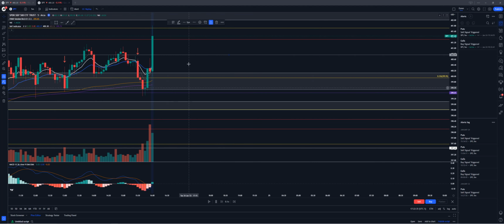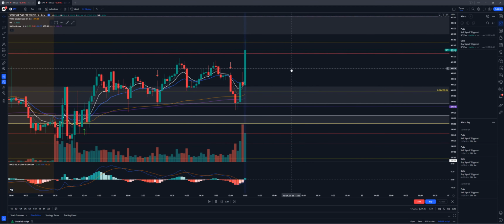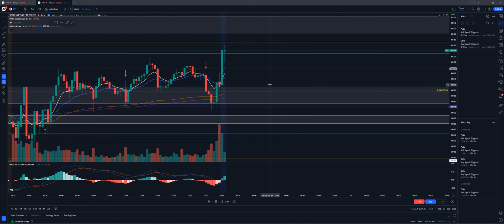So that's the recap. So 0 out of 2 on real trades and 2 out of 3 on paper trades using the indicator.